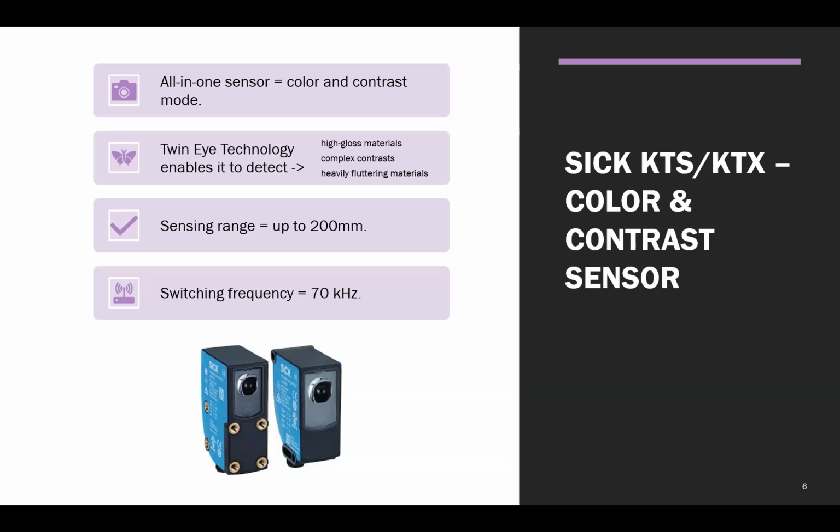Sensing range goes up to 200 millimeters. Switching frequency is 70 kilohertz. Now that's something which is again very impressive, because other sensors in the market, especially photo eyes, would go up to 1 kilohertz when it comes to high speed applications. So 70 kilohertz in itself is very fast. So you don't have to worry about very fast moving targets or color marks or eye marks for label cutting and stuff.